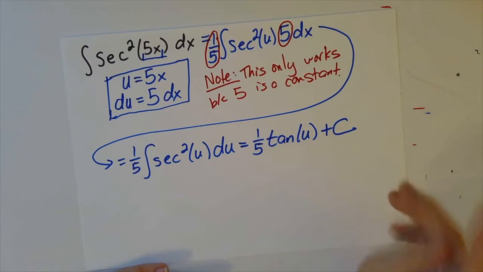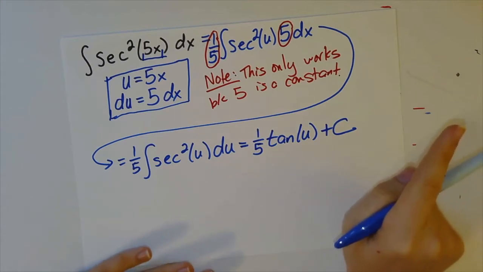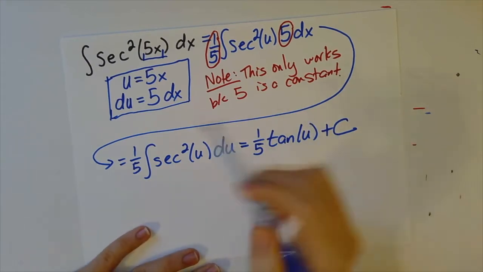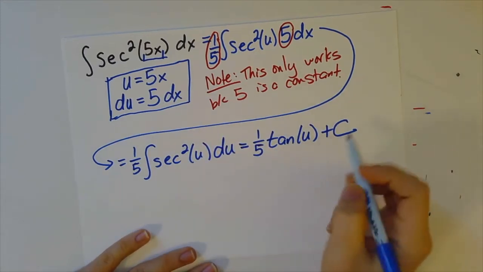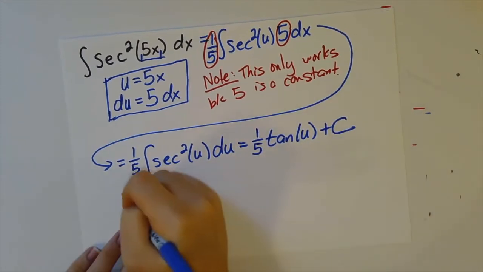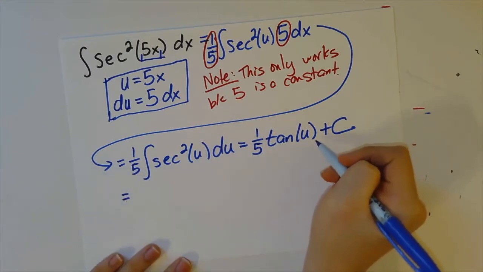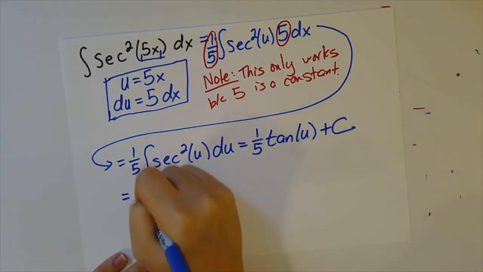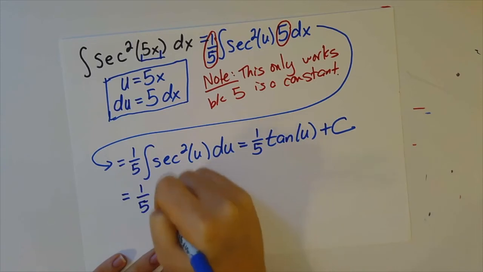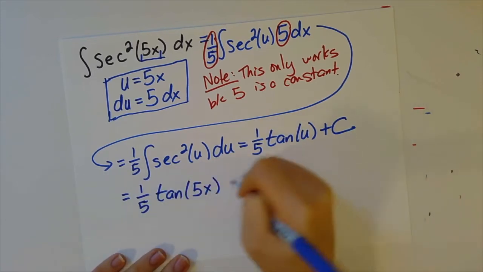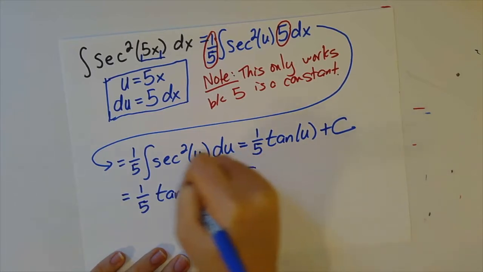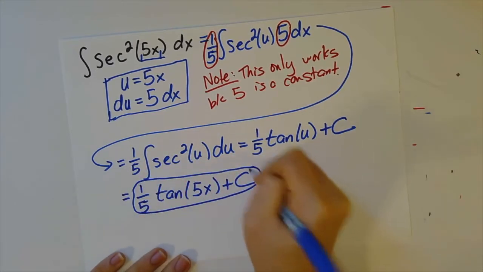But now I have one last step. Because I invented this u language for the purposes of this problem, I need to undo that piece of work. So I'll go back and rewrite this as 1/5 times the tangent of 5x plus c. And so that will be my answer.